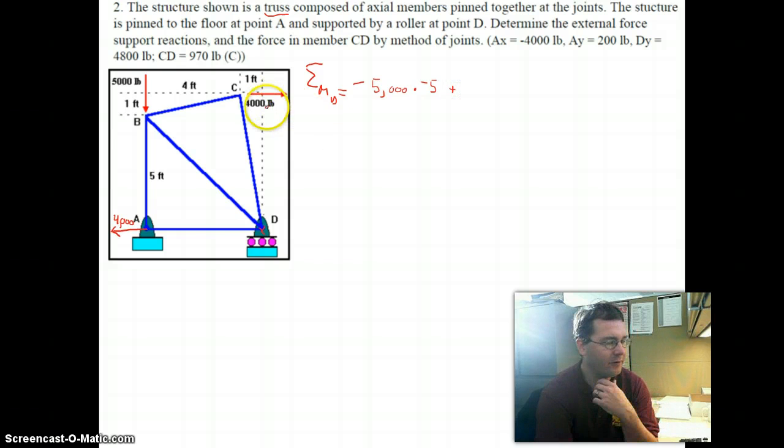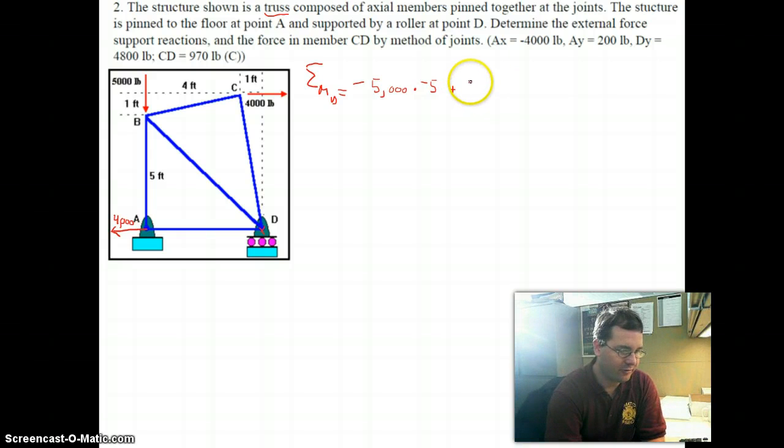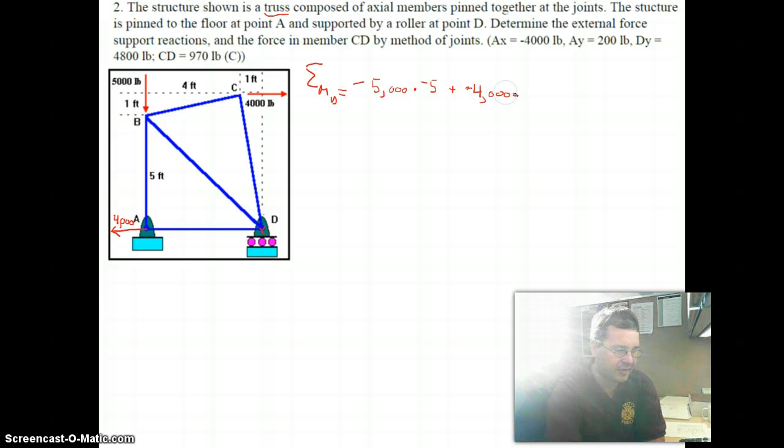Plus, now I want to think about this 4,000 pound load. This is to the right, and it's above D, which is going to have a tendency to create a clockwise rotation. Well, remember that in the Cartesian system, a clockwise rotation is considered a negative movement. So I want to conceive of this moment as being negative. So I'm going to think about this as negative 4,000 pounds times the length of this lever arm, which is 5 feet plus 1 foot, 6 feet.